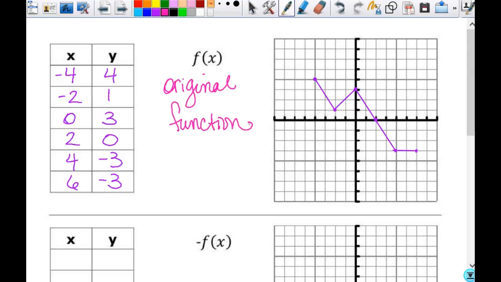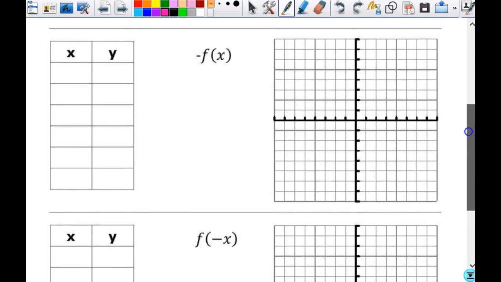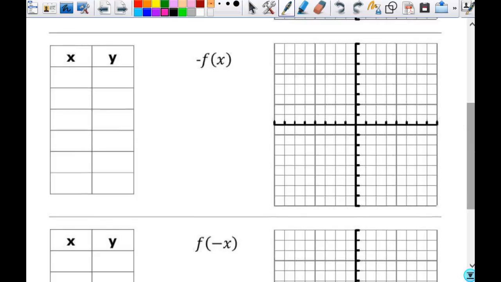So now we're going to go down here and we're going to look at negative f of x, right? So if it's negative f of x, what changes? The y. So our x values stay the same: negative 4, negative 2, 0, 2, 4, and 6. And the only thing that changes is the sign on the y values, so that means negative 4, negative 1, 3, 0, 3, and 3.